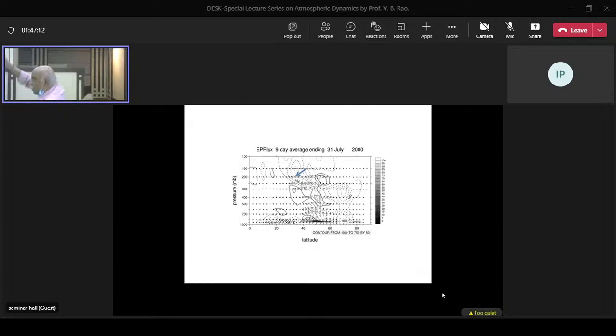And sigma? What is sigma? Sigma is P by P surface. But what is the advantage? Why do you have to do that? It gives a better representation of orography.